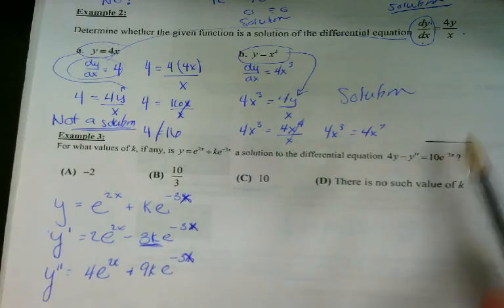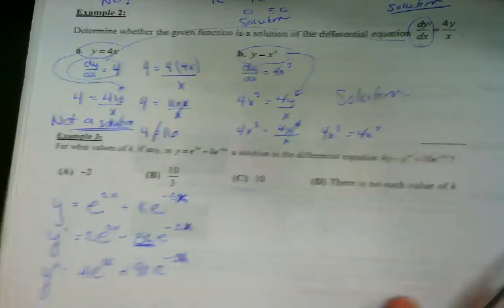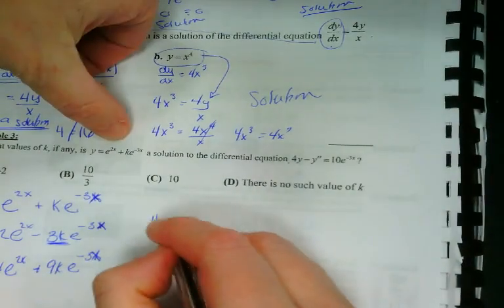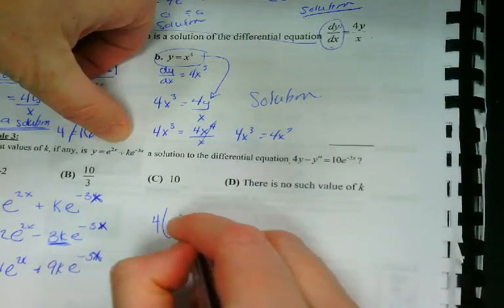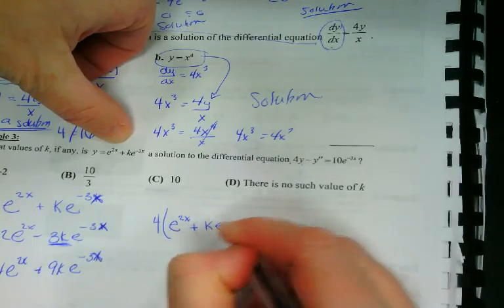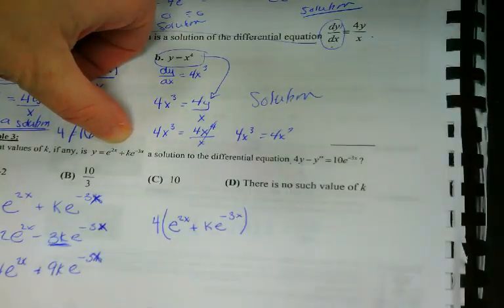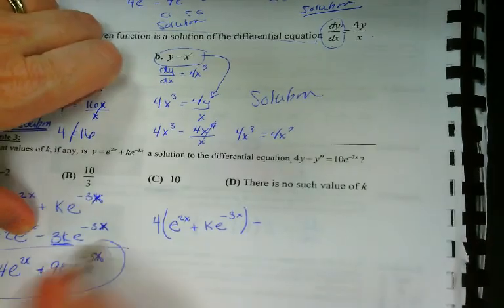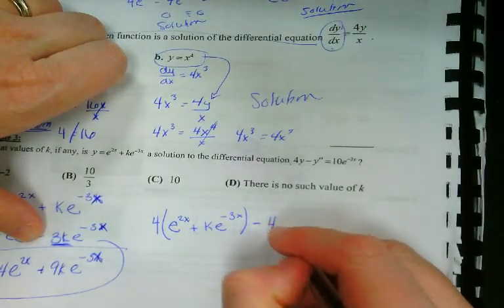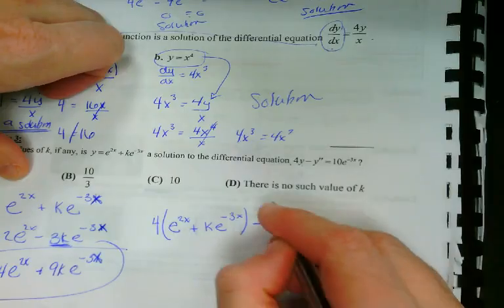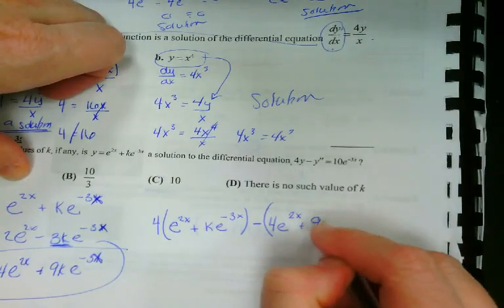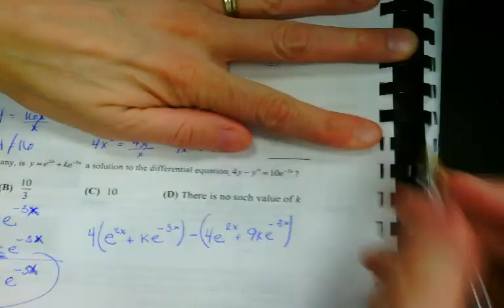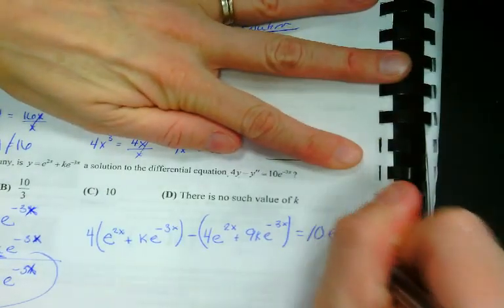All right, so now you want to substitute everyone in, and you have to solve for k. So we need 4 times y, and this is our y equation, e to the 2x plus k e to the negative 3x minus y double prime, which is what we had to find, 4e to the 2x, I'm going to use parentheses of course, plus 9k e to the negative 3x, and I'm setting that equal to 10e to the negative 3x.